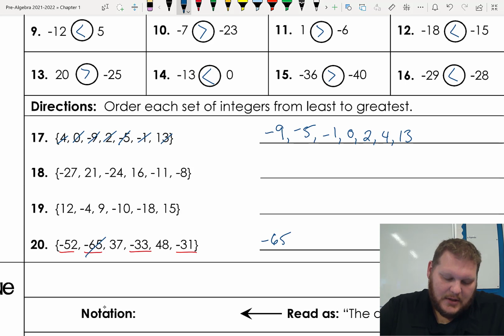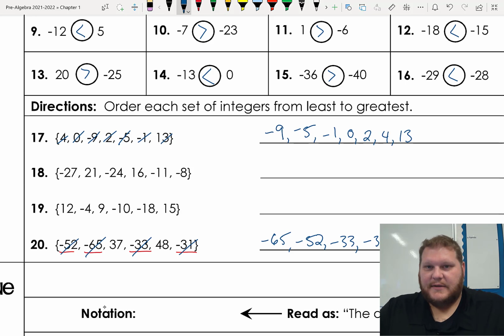I've used that. My next one would be negative 52, negative 33, and negative 31. Those are my 4 negatives. So now I just order my positive numbers in the order I would usually put them in. So since we're trying to go least to greatest, positive 37, and then positive 48.